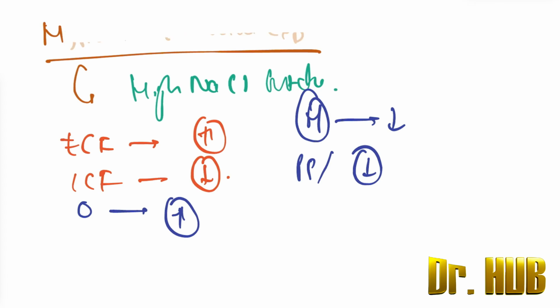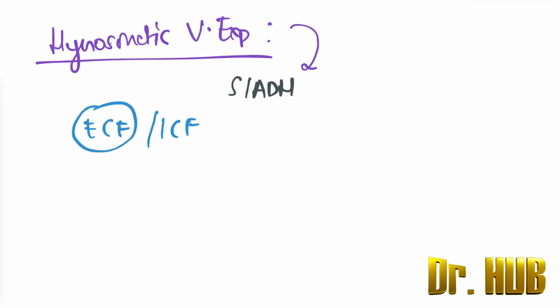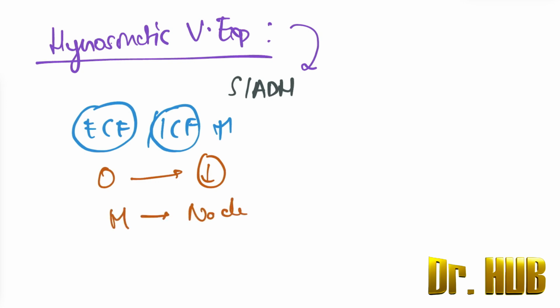Then we move on to the hypoosmotic volume expansion. In terms of the hypoosmotic volume expansion, the example is nothing but SIADH. Then when we look at the ECF volume and the ICF volume, both are increased. And looking at the osmolarity, it remains decreased. Then for the hematocrit, there is no change. Then when you look at the plasma proteins, it is decreased.